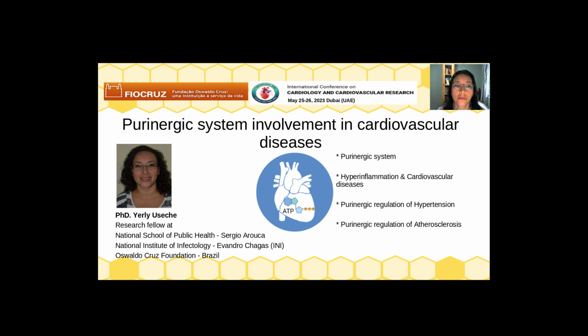First, the relationship between the purinergic system and inflammation. Second, how hyperinflammation can cause cardiovascular diseases. Third, which are some of the regulation mechanisms of the purinergic systems over main cardiovascular diseases.